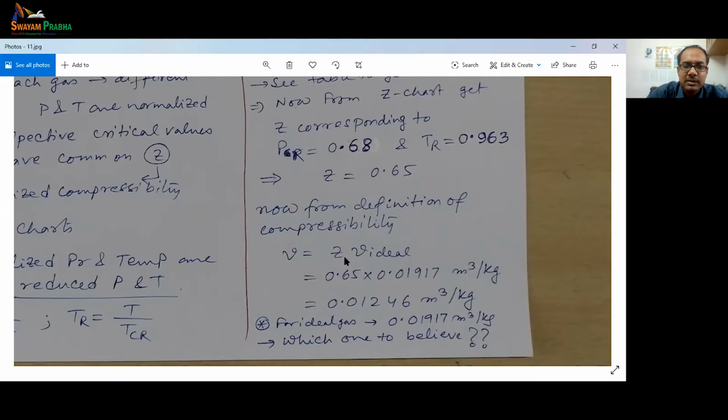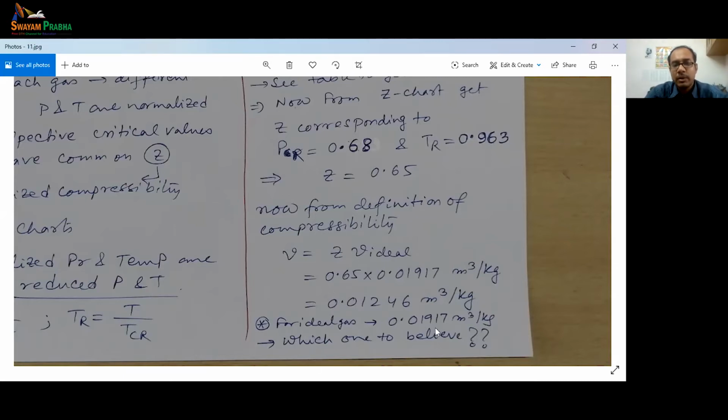Now Z is the factor that is multiplied to it to get the actual or real gas value, that is 0.01246 meter cube per kg. Here you note that Z is unitless, right? Because it's the ratio of two volumes, or two specific volumes. So the units cancel, and the specific volume under the real gas assumption that we get is 0.01246 meter cube per kg.